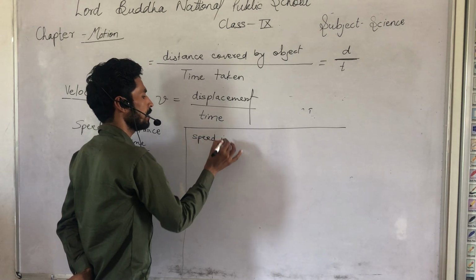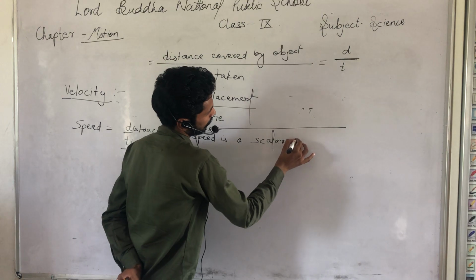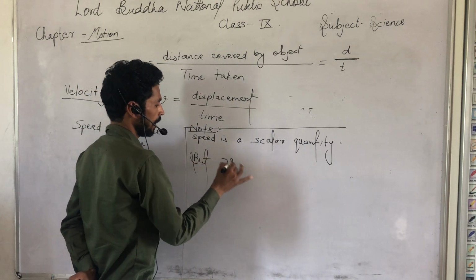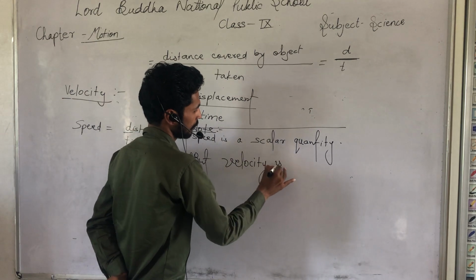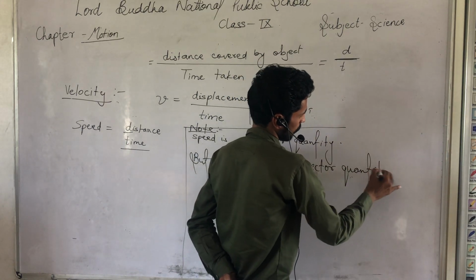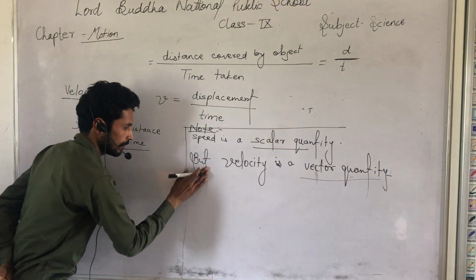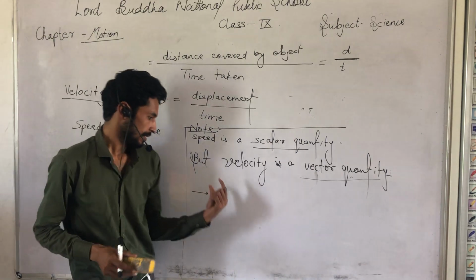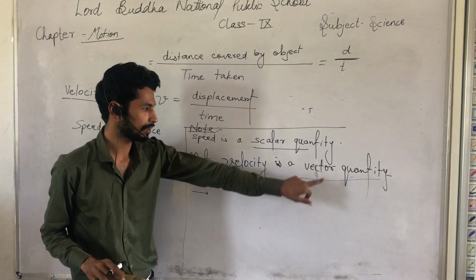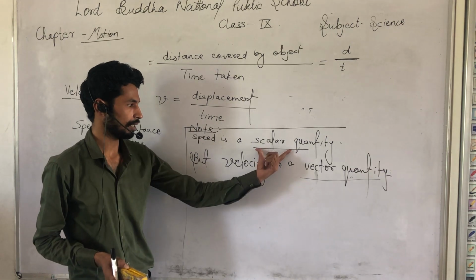Speed is a scalar quantity, but velocity is a vector quantity. What is a scalar quantity and what is a vector quantity? Any physical quantity that includes direction becomes a vector quantity. When a physical quantity doesn't include direction, it becomes a scalar quantity.